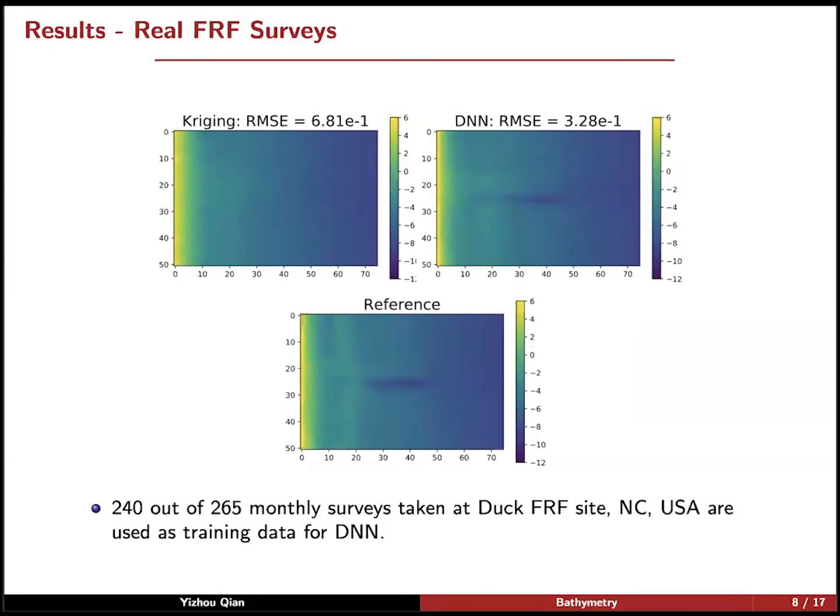For each survey, we generated around 40 training samples by adding Gaussian variation and also a sharp gradient component. Eventually we have around 10,000 training samples for our deep neural network. This is a comparison of the result for one of the 15 monthly surveys not included in the training sample. As we can see here, the deep neural network has an overall better prediction, as well as a lower mean squared error.